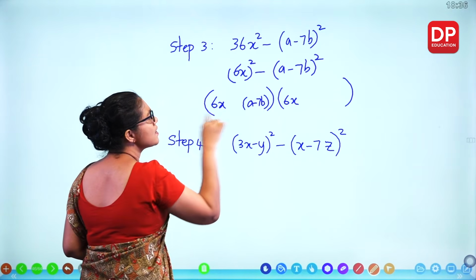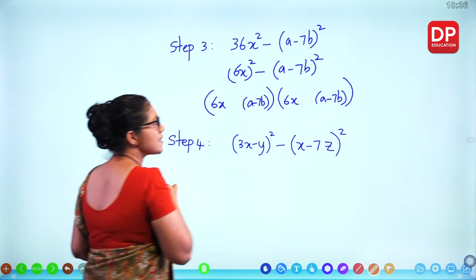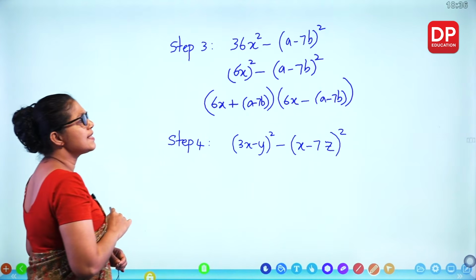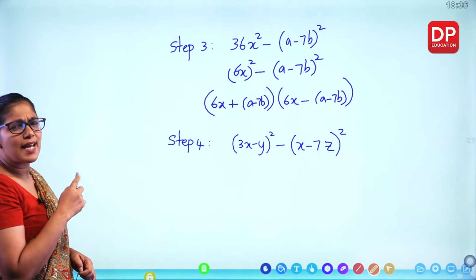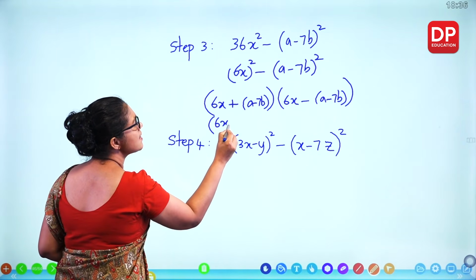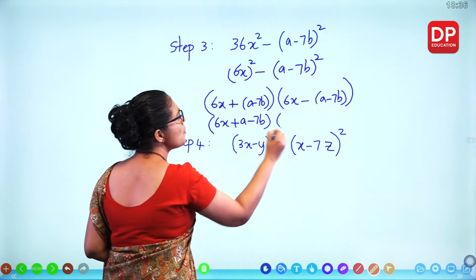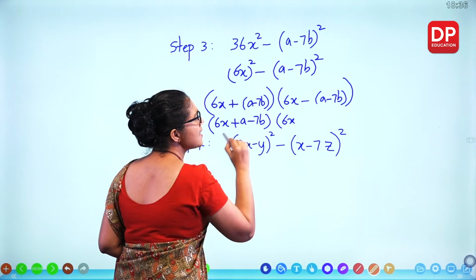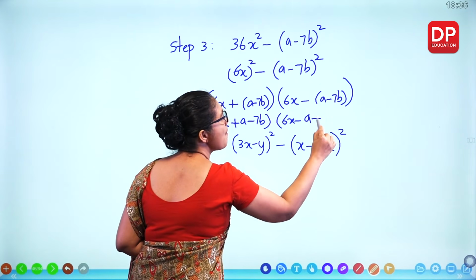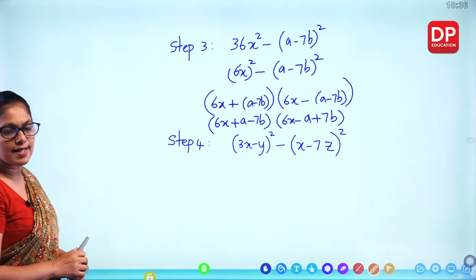When you are writing an expression, make sure that you put brackets. And then one is positive, the other one is negative. So here you can expand and write down properly. So here what can I write? I can write 6x plus a minus 7b. What about this one? I can write 6x minus a, and minus into minus becomes plus 7b. So these are the two factors for this expression.